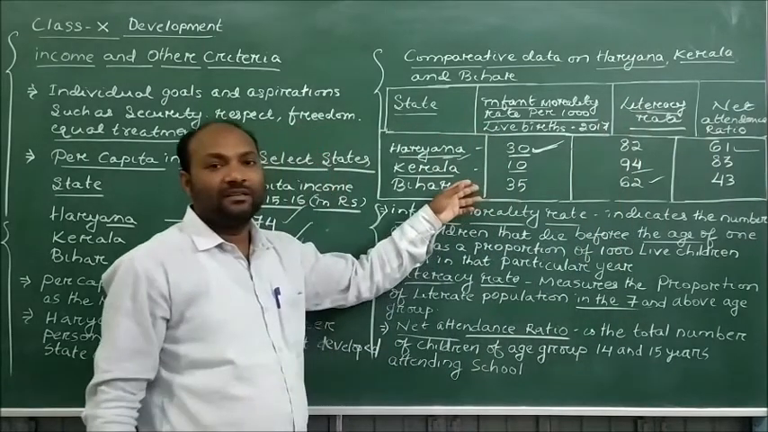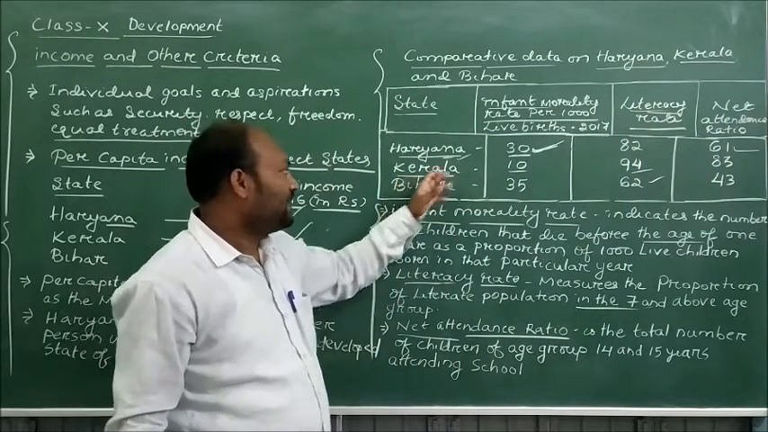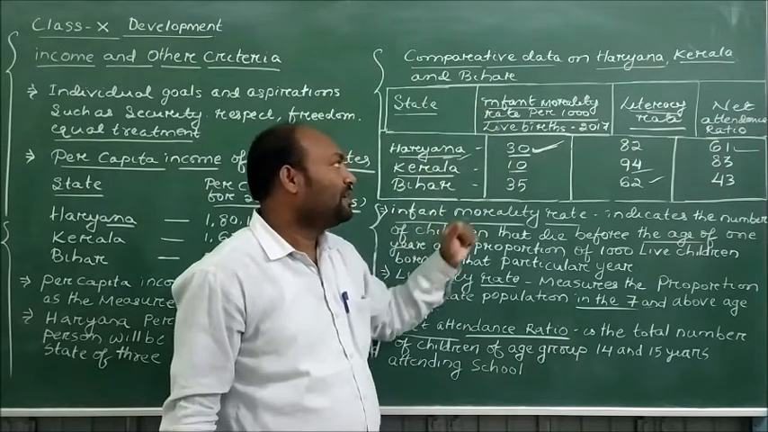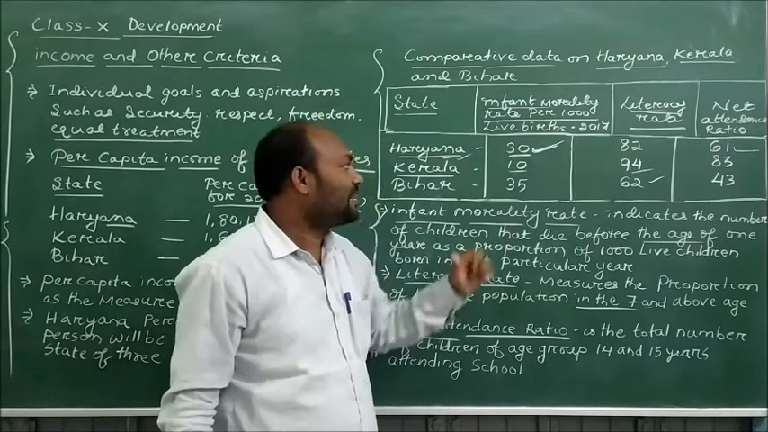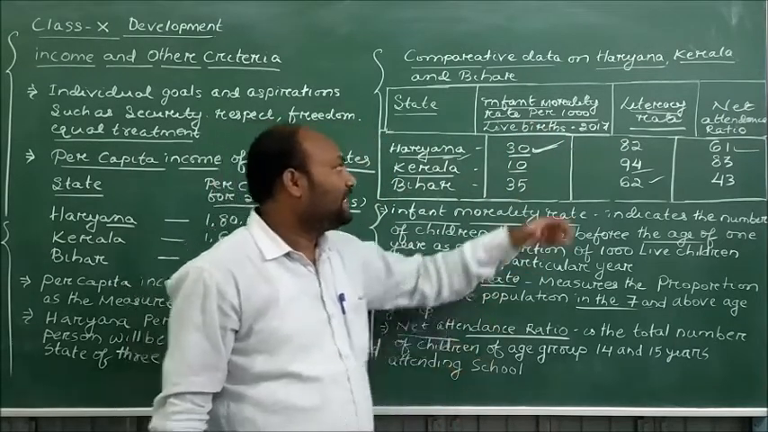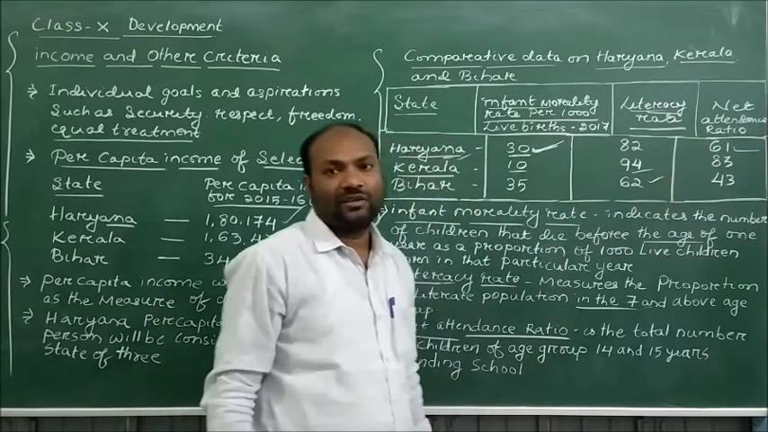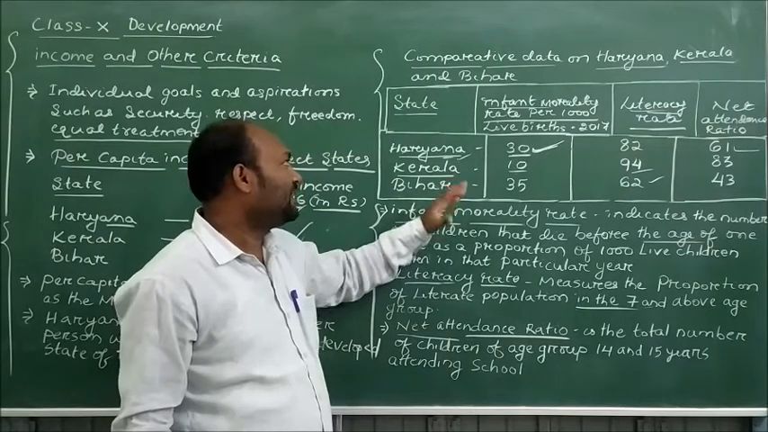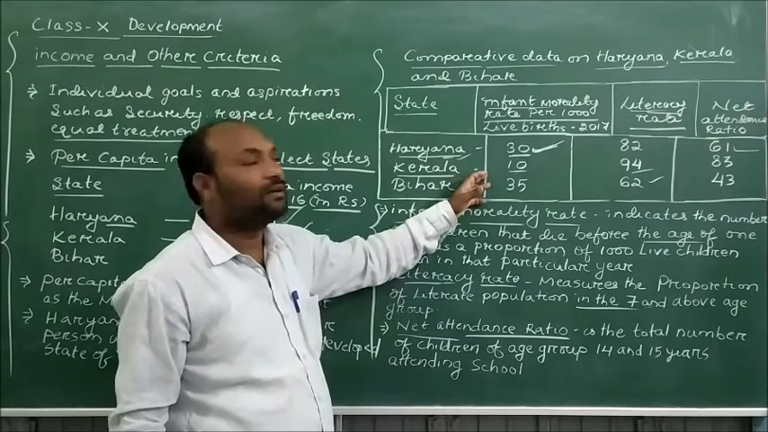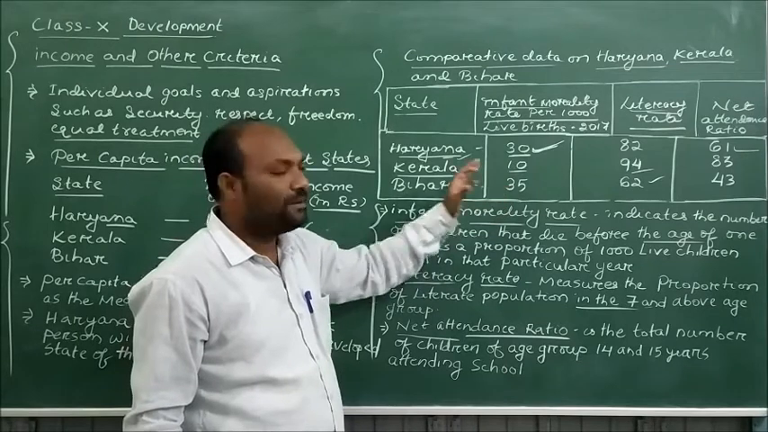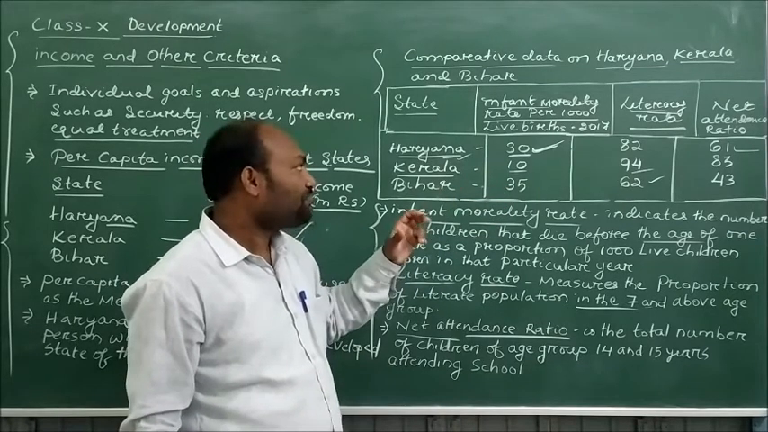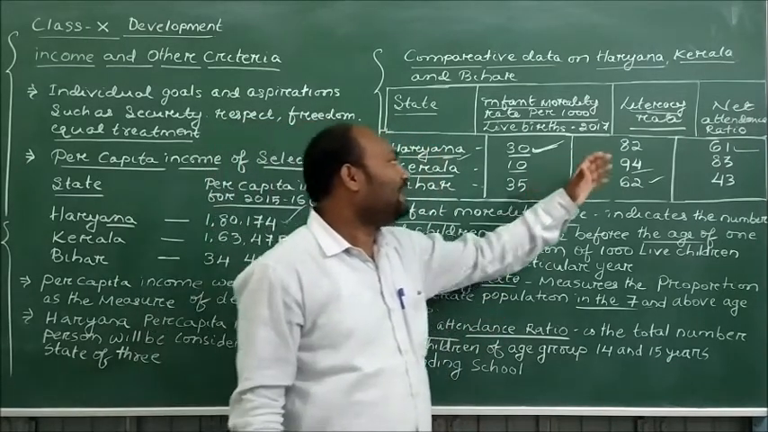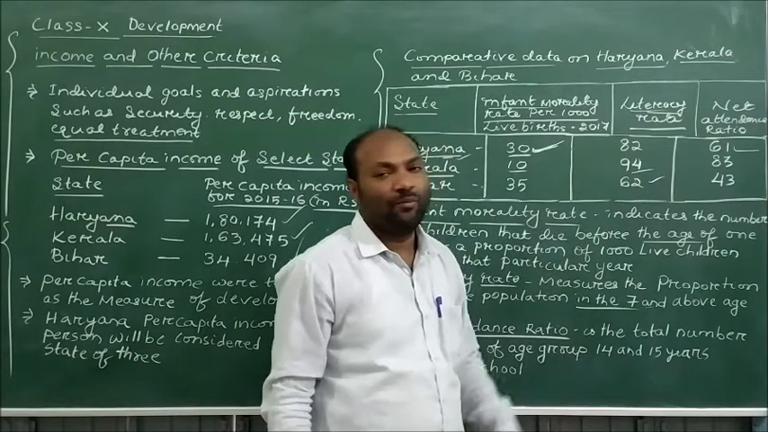And at the same time we see it in Kerala. In Kerala, the infant mortality rate is 10, the literacy rate is 94, and the net attendance ratio is 83. And at the same time, let us look into Bihar. In Bihar, the infant mortality rate is 35, the literacy rate is 62, and the net attendance ratio is 43.